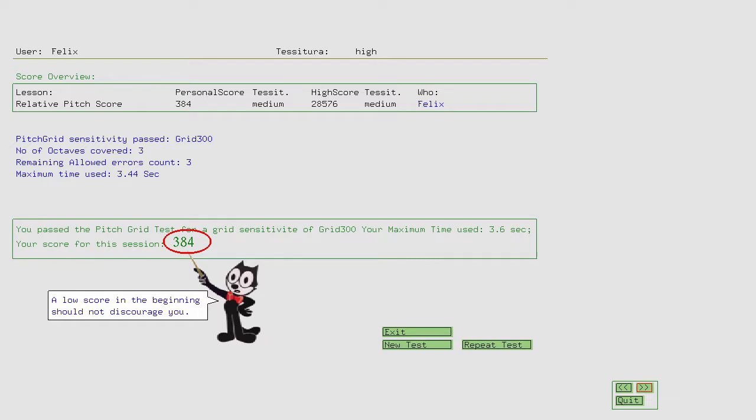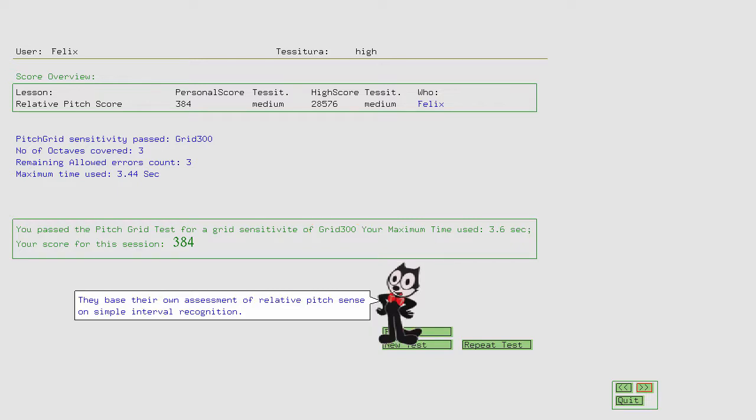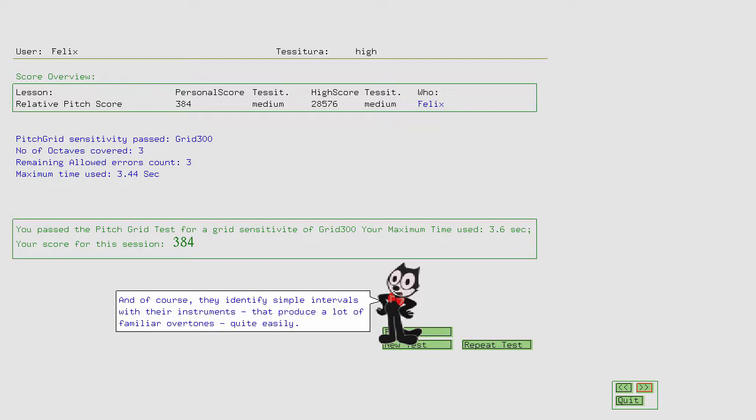A low score in the beginning should not discourage you. Even for musicians, the pitch grid test is challenging. Many musicians will be disappointed when they do the test for the first time and see a low grid sensitivity. They base their own assessment of relative pitch sense on simple interval recognition. And of course, they identify simple intervals with their instruments that produce a lot of familiar overtones quite easily.